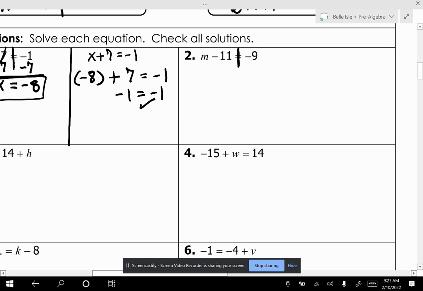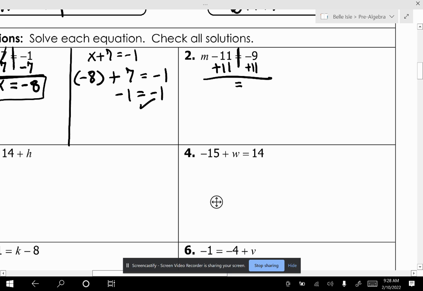Then we do what? What is the operation? Subtraction. What is being subtracted from the variable? 11. What is the inverse of that? Okay, show me. The opposite or the inverse of subtracting 11 is adding 11. Whatever you do to one side, you have to do to the other. You're going to get sick of hearing that. Maybe you already are.